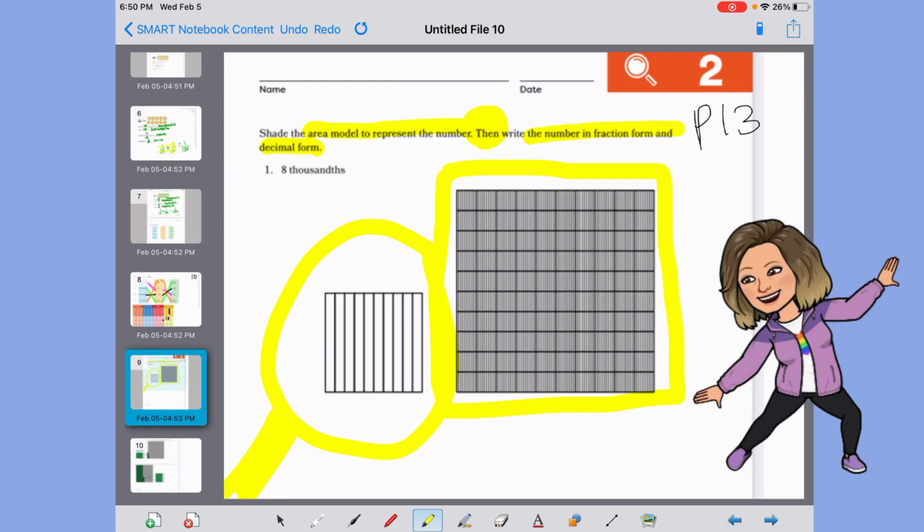So the first thing I'm going to do is I'm going to shade 8/1000ths. I know each of these slivers is going to be 8. 1, 2, 3, 4, 5, 6, 7, and 8. Okay. And I know that that goes right there in that one. So I know that I have 8 out of 1,000 pieces. If that was a fraction, it would look like that. But since it's a decimal, I know I don't have enough for a whole number. So remember, in front of that decimal, nothing. I have no tenths, no hundredths, but I do have 8/1000ths.